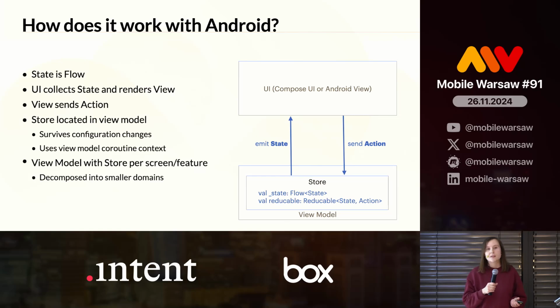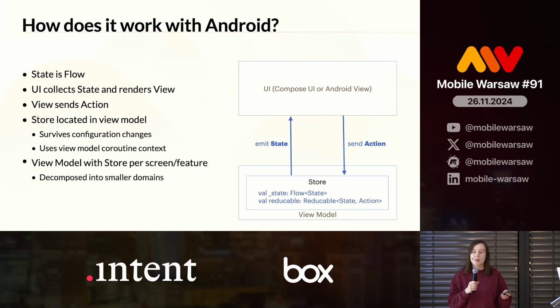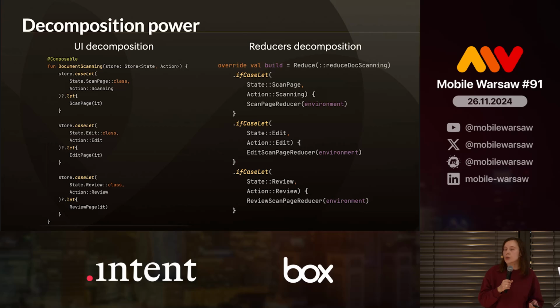And that gives us a couple of benefits. The first of them is that the store survives configuration changes. And the second is that we can use the view model coroutine context. We use it to make sure to close the store and all the pending effects whenever the view model is destroyed. Such a view model with a store is typically created per screen or per feature, whatever fits best. And such a feature typically consists of some smaller features or some smaller UI elements that have their own logic, their own complexity. And this is where the decomposition is so powerful.